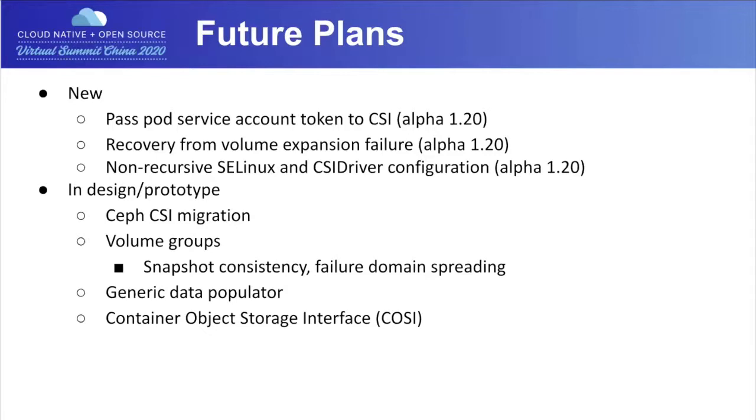The next feature is the Container Object Storage Interface, COSI. This feature allows an object bucket to be provisioned and used by a pod. There have been weekly design meetings. It now becomes a sub-project under SIG Storage. We have repos created under Kubernetes SIG for prototyping purposes. If you are interested, you can join the design meetings and help with the prototyping.